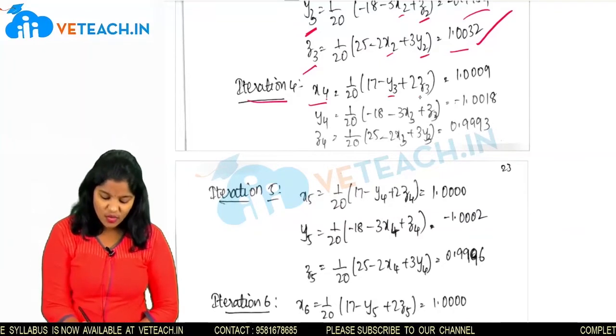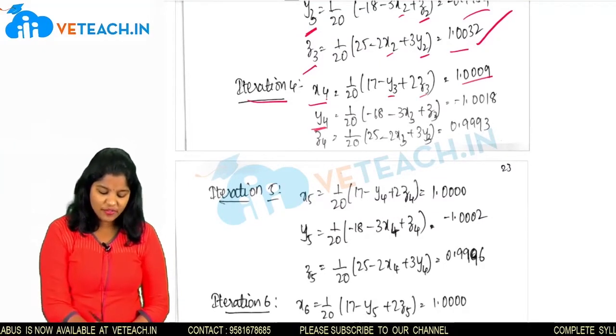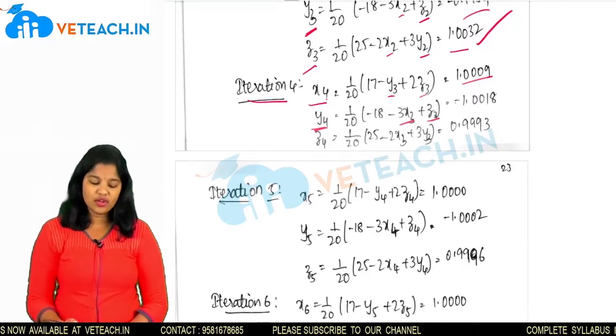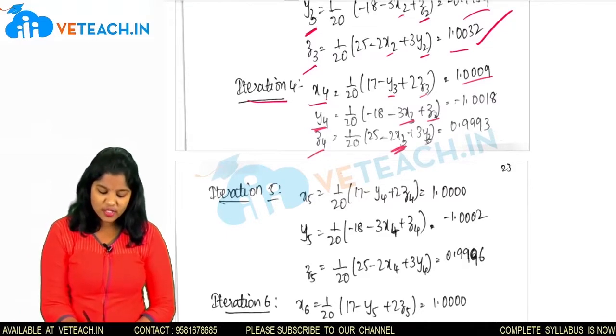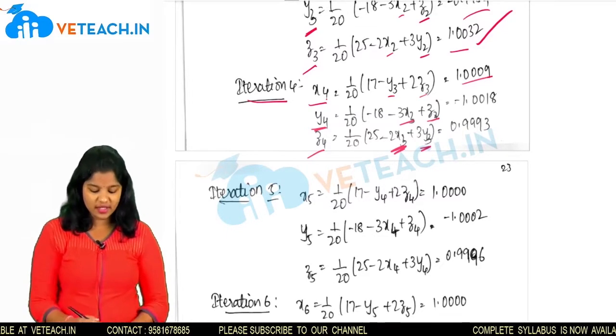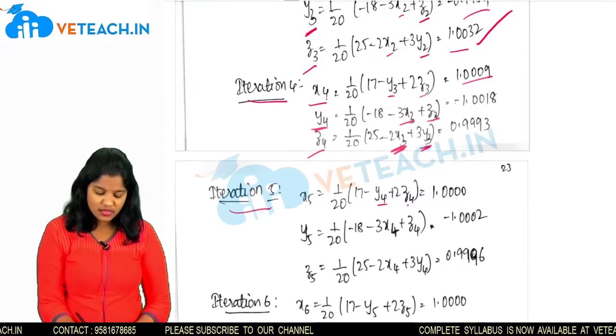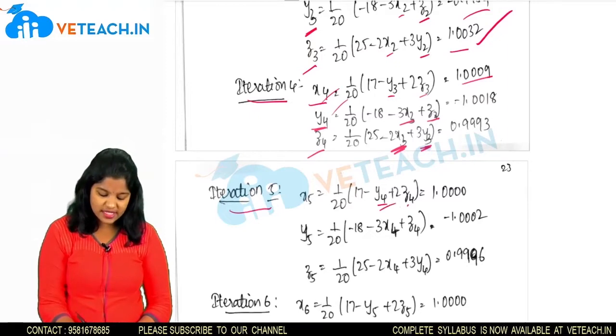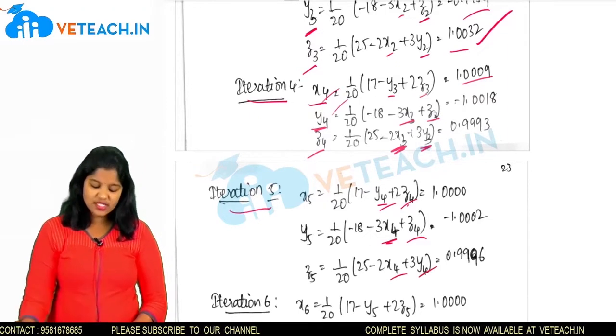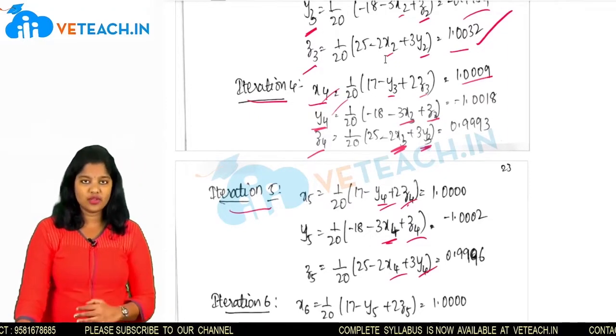So x4, y3 and z3. For y4, x4 and z3 you will use. For z4, in place of x and y, x4 and y4. Now for iteration 5, use the previous x4, y4 and z4 values. Simply substitute in equations 1, 2, 3.